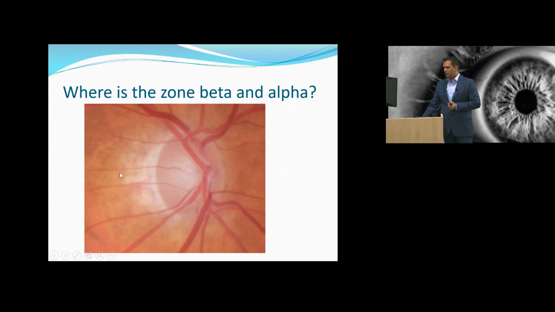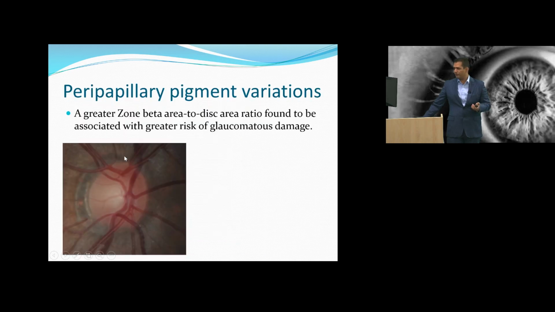And if you try to look for the boundary and say, where is zone alpha, which is excessive pigment, you could speculate and say, all right, sort of this region right there, but it's a lot more difficult to identify. The point I'm trying to drive across in this particular case is that it's not always very clear where zone alpha and zone beta is. It is just easier to identify it as overall peripapillary atrophy.